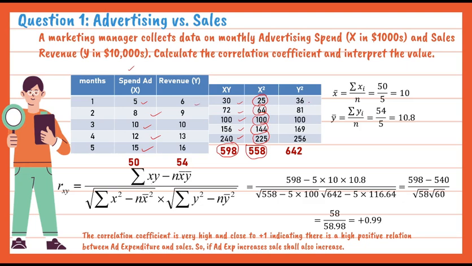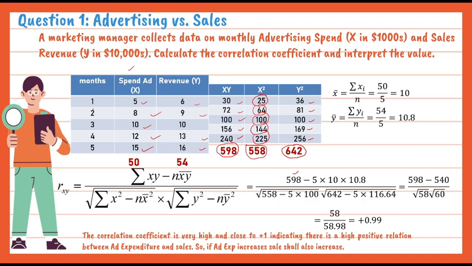Now we have revenue: 6 into 6 is 36, 9 into 9 is 81, 10 into 10 is 100, 13 into 13 is 169, and 16 into 16 is 256. So the sum is 642. These are the values we have. Then the summation XY we replace as 598.